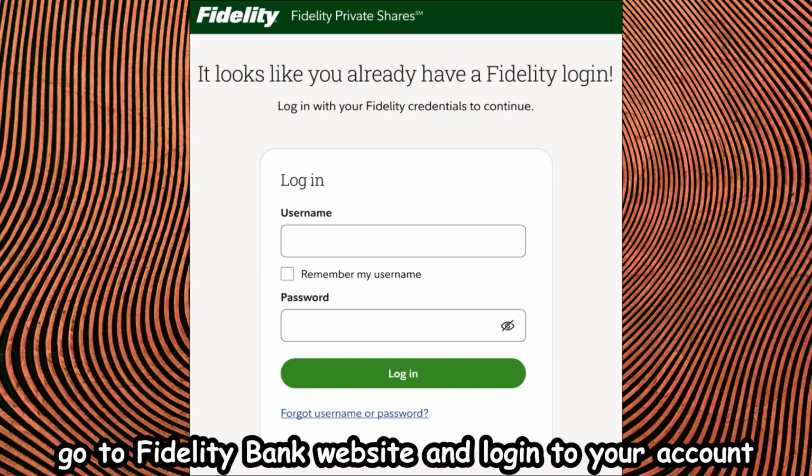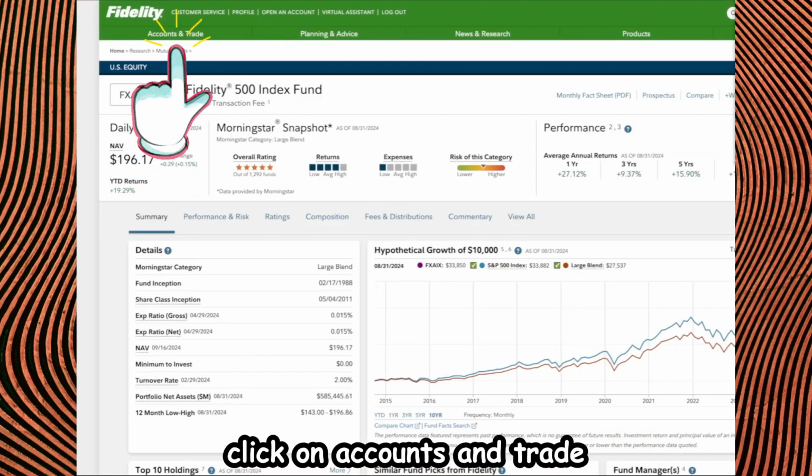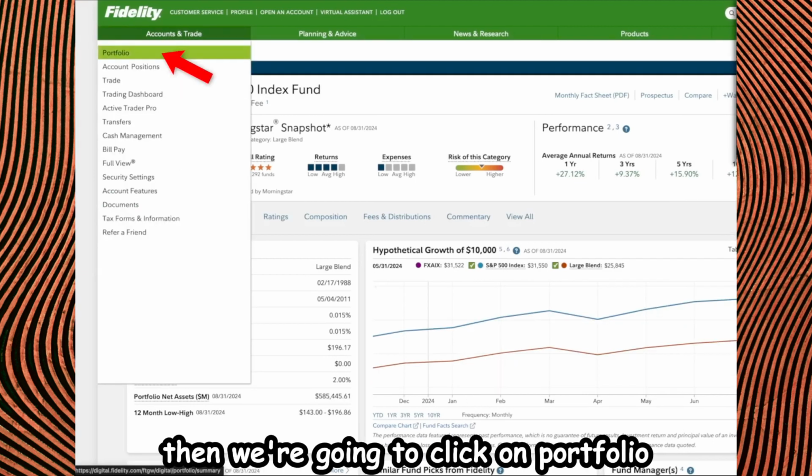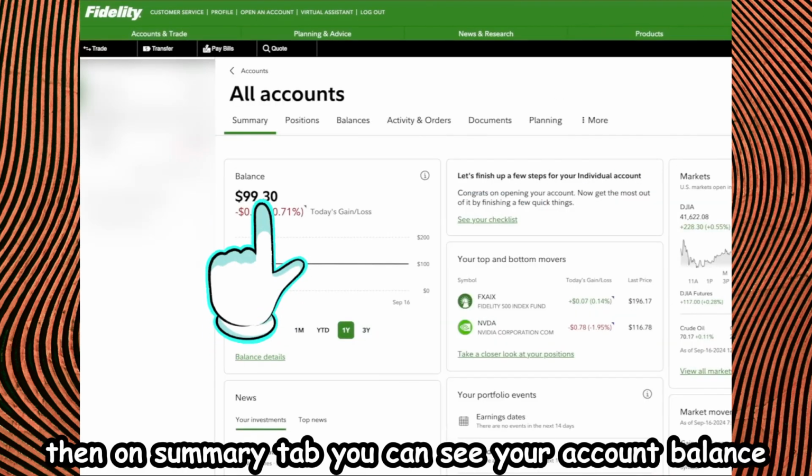First, go to the Fidelity website and log in to your account with your username and password. On Home, click on Accounts and Trade. Then we're going to click on Portfolio. Then on the Summary tab, you can see your account balance.